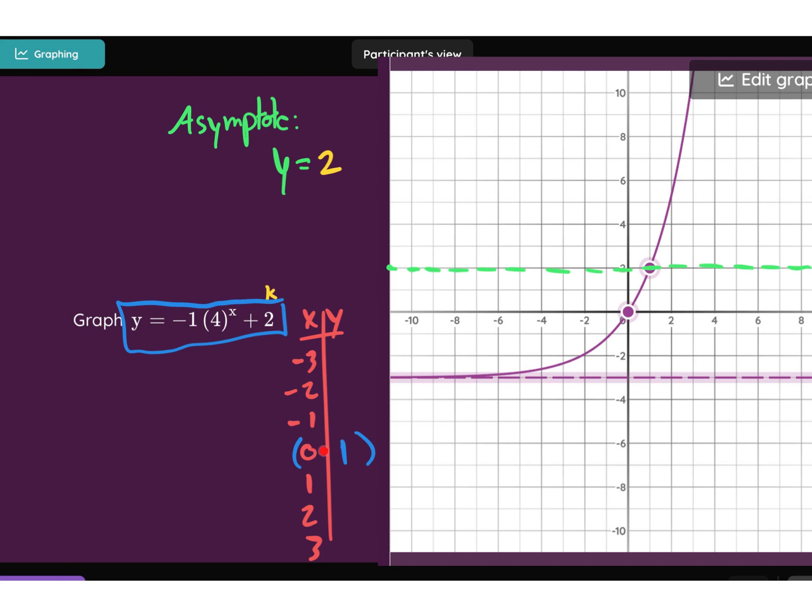So if I went to (0, 1), and I took this one and went to 0 on the x, 1 on the y, and moved it right there, it would be this dot right there, okay? Now let's find another point, including the k value, the whole thing, right?